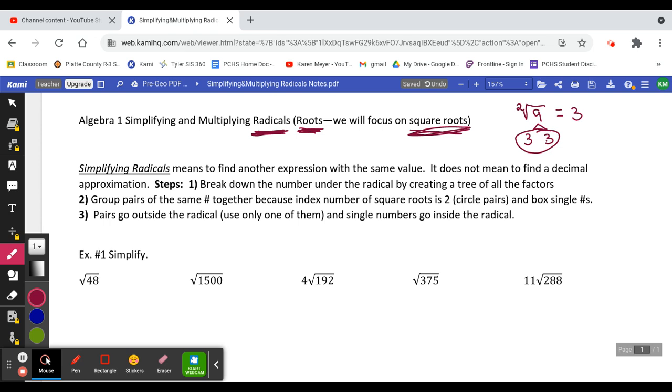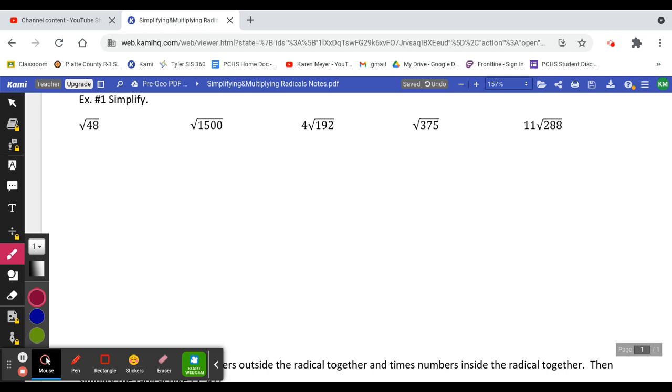Now, there was nothing left over on my factor tree. If there's nothing left over, that means you don't have to put the square root symbol. So we're going to use this philosophy to go through and simplify.